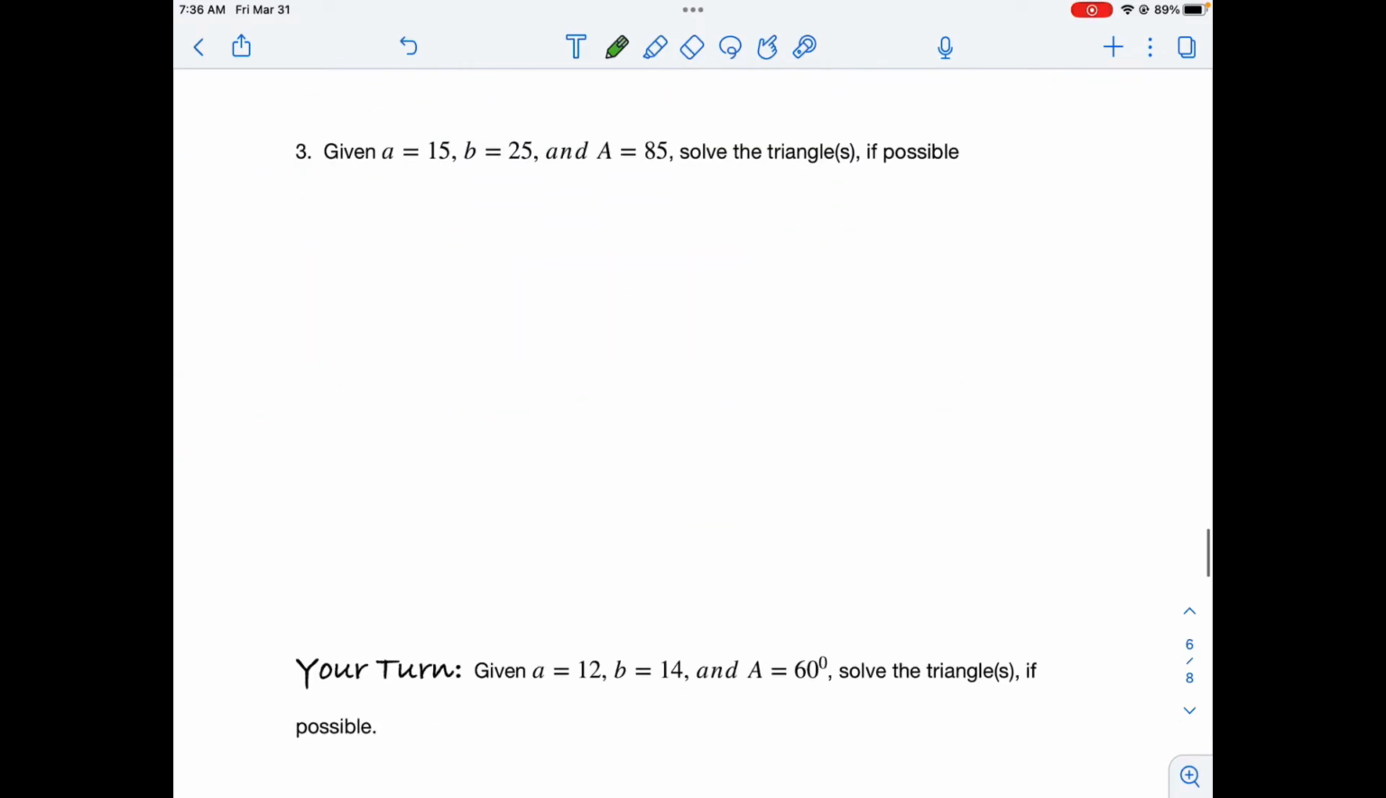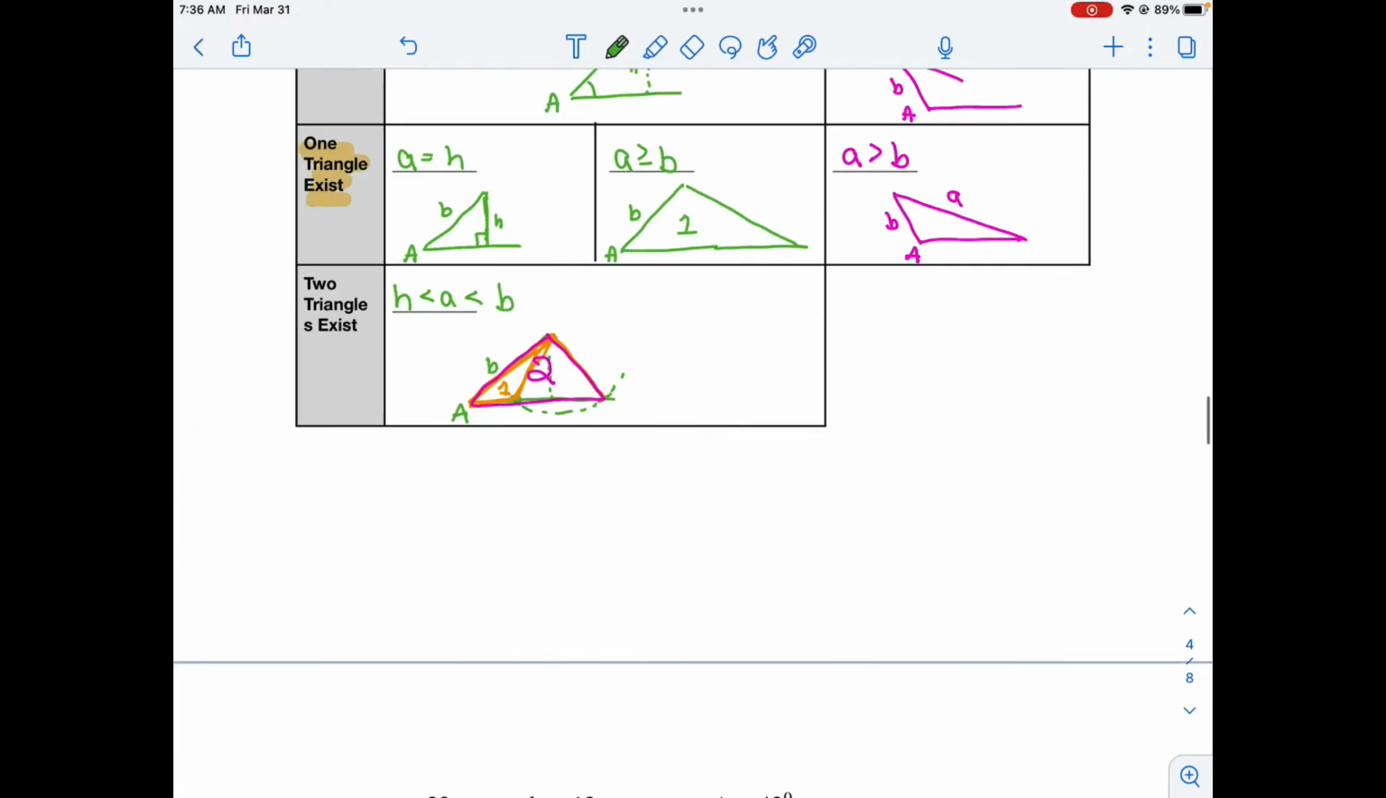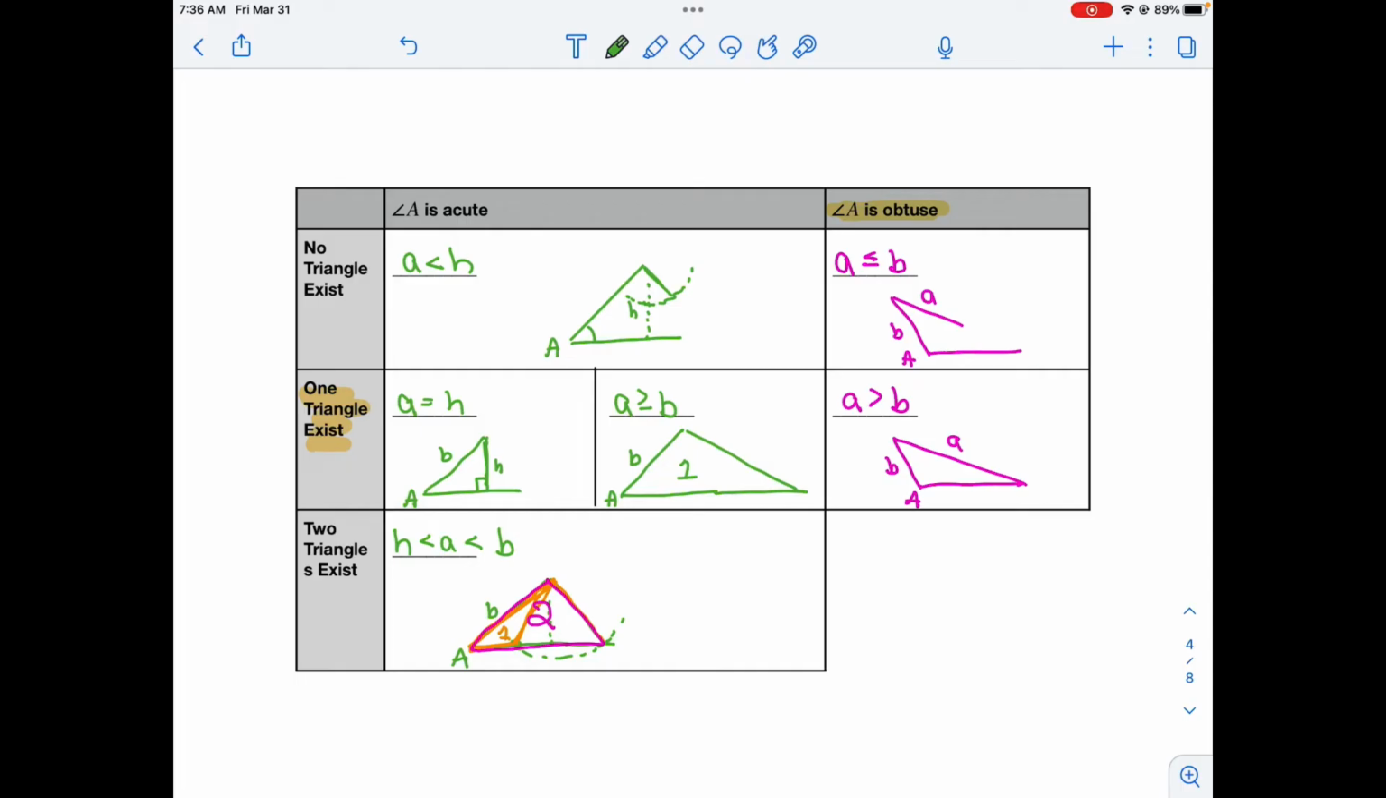Okay, in this example, again, the angle given is 85 degrees, so that tells us it is acute. And then I compare the side opposite the angle given, which is the 15, to the 25. This time, the side opposite the angle given is less than the side adjacent to the angle given. So in that case, I could be having either no triangle or two triangles occurring. We're not sure exactly which one yet. So I need to figure out, is it two triangles or no triangle?